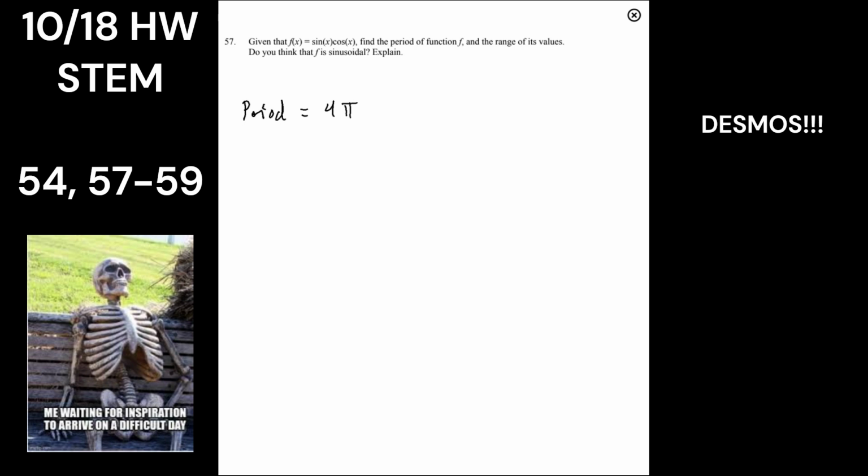The range is negative 0.5 to 0.5. And the reason why it can't be 1 is because if it was sine of, let's just say sine of like 90, which is 1, cosine of 90 is 0, and 1 times 0 is 0. So obviously that's not a max, so it has to max out at some point. And it turns out 0.5 and 0.5 are the answer, right?